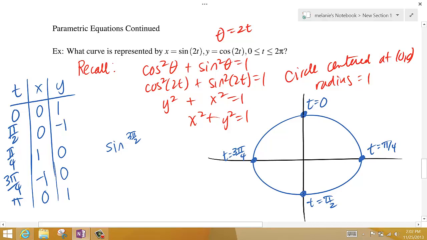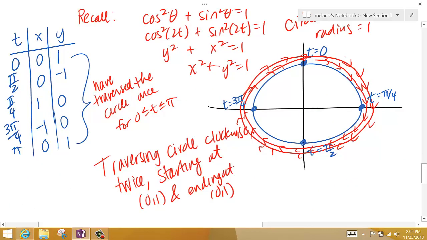So I've traversed the circle exactly one time in the clockwise direction, but what's the issue? I've only covered half of my values for t, right? Do y'all see that? This is only from 0 to pi. I'm interested in 0 to 2 pi, so what am I going to do? Go around the circle again. So here's my picture. Hopefully it's not too busy. I didn't want to draw the red on top of the blue because then you wouldn't be able to tell what the right shape was, but I've gone around it twice. I'm traversing the circle clockwise twice, starting at 0, 1 and going around twice, ending up at 0, 1 again.